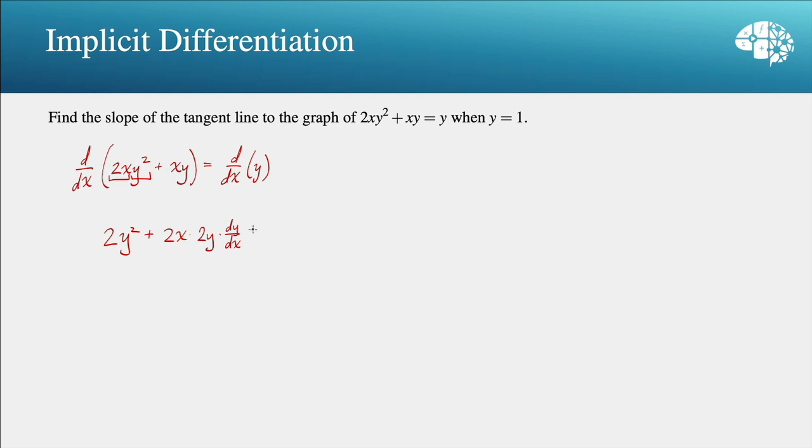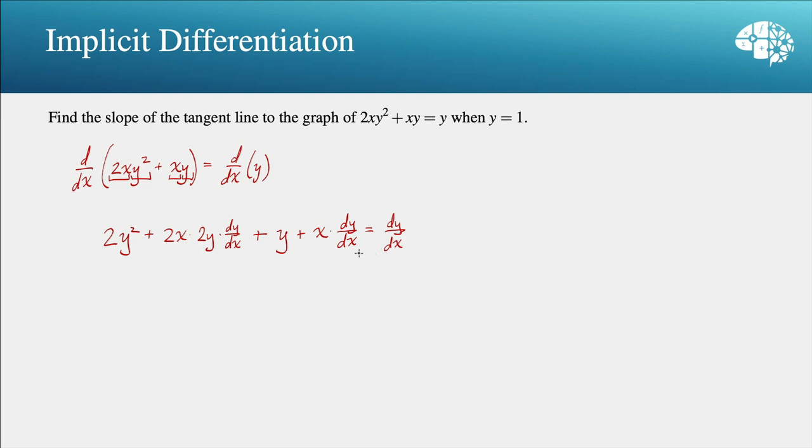Okay, and then plus, now the derivative of x times y. Again, that's a product, so we'll use the product rule. The derivative of the first is 1 times the second, plus the first, x, times the derivative of y, which is dy/dx, equals the derivative of y, which again is just dy/dx. Okay, we can solve for dy/dx directly here.